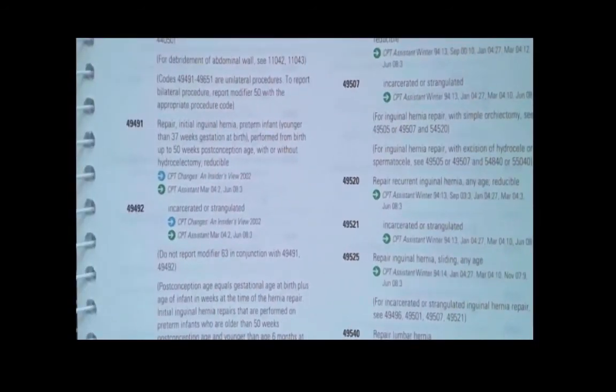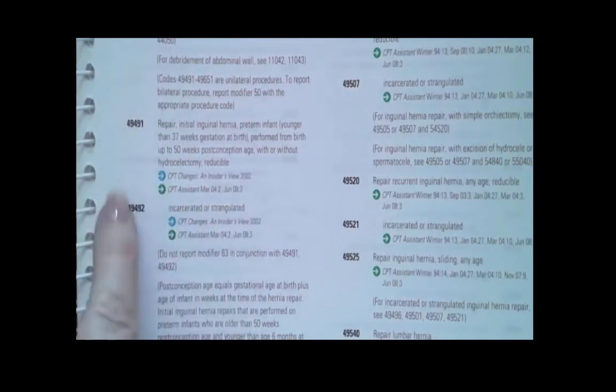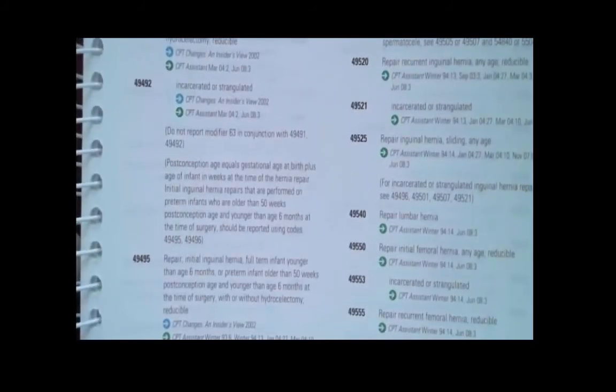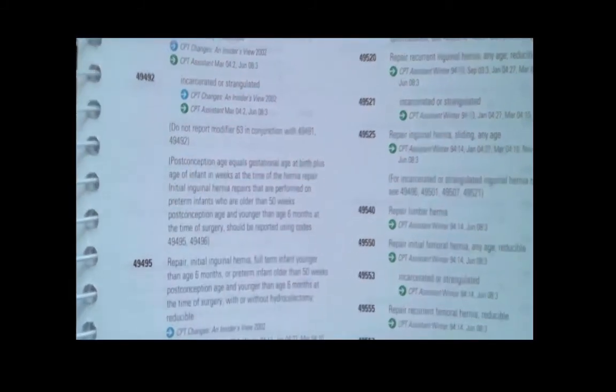Code book 49491, repair initial inguinal hernia, preterm infant. Well, we know that's not right. So when we go to the next one, 49492, this incarcerated or strangulated goes with this code for the preterm infant. So we know it's not either of those. So let's move down to this one, 49495. 49495, repair initial inguinal hernia, full-term infant, younger than 6 months or preterm. Okay, we know we're in the wrong neighborhood again. So let's try another one.